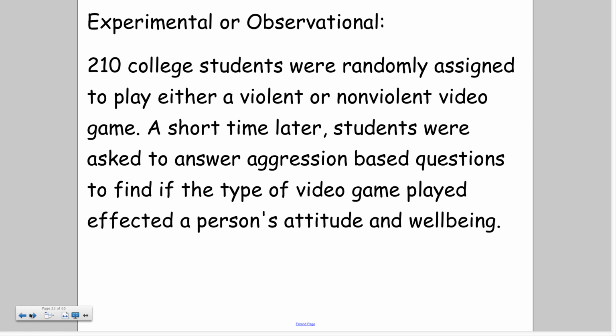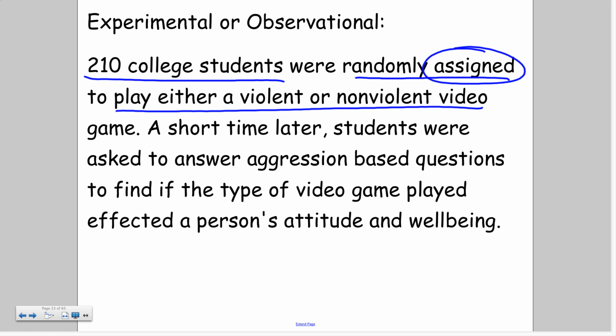All right, 210 college students are randomly assigned to play either a violent or nonviolent video game. Short time later, students were asked to answer aggression-based questions to find if the type of video game played affected a person's attitude and well-being. Well, I have 210 college students randomly assigned. This word right here lets me know, usually, that I am telling them to do something. I'm telling them to play a violent or non-violent game. So I'm picking what they are doing. So this one is going to be experimental.